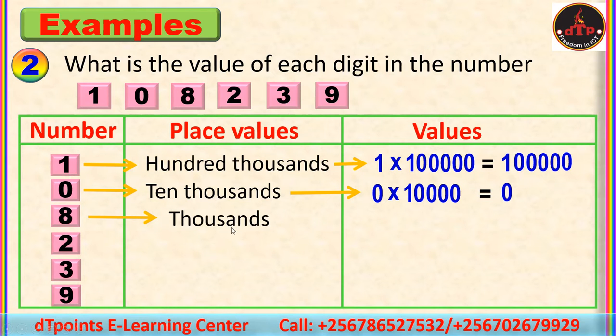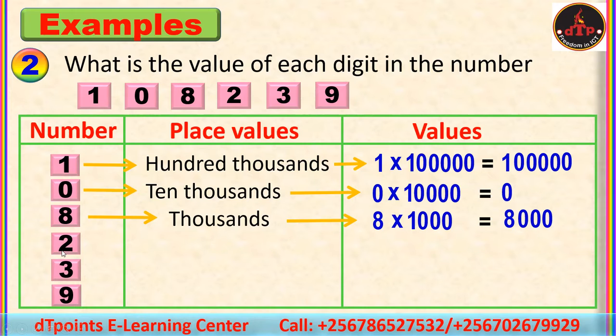And then we now can proceed to 8 to give the place value of 8, which is thousands. Thousands. We continue now to find the value. We shall say 8 times 1,000. Our answer will be equal to 8,000. So the answer will be 8,000 there. So now the value of 8 is 8,000.